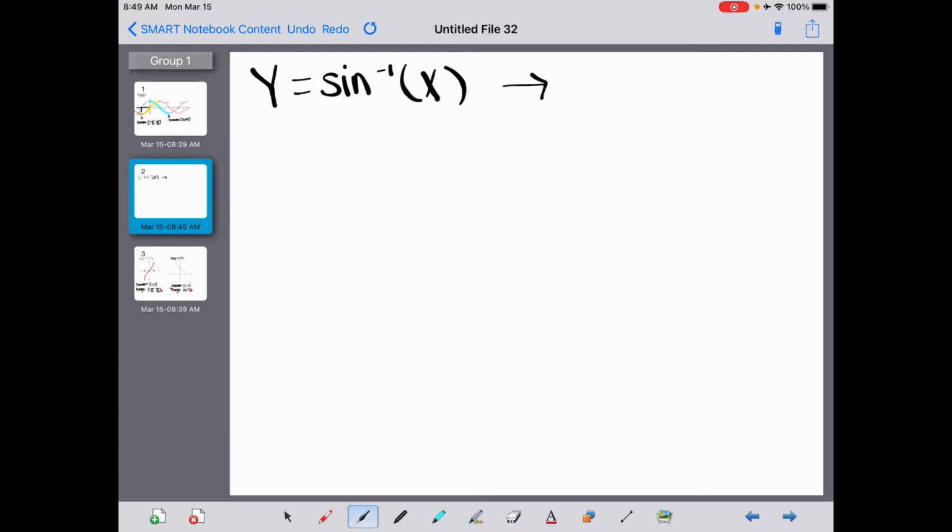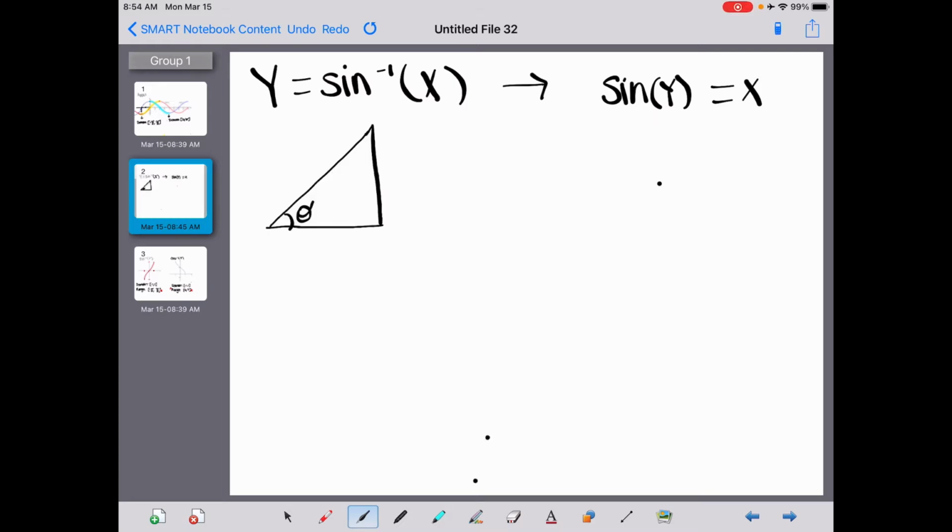We'll start by saying, let y equal sine inverse of x. If y equals sine inverse x, sine of y is equal to x. Let's create a triangle for this so we can come back and refer to that. So if we were to label the triangle, sine of y is opposite over hypotenuse. So x over 1: the opposite side would be x, the hypotenuse would be 1.